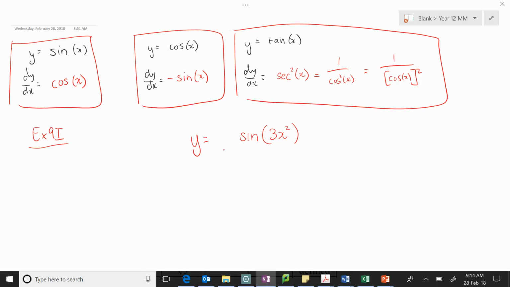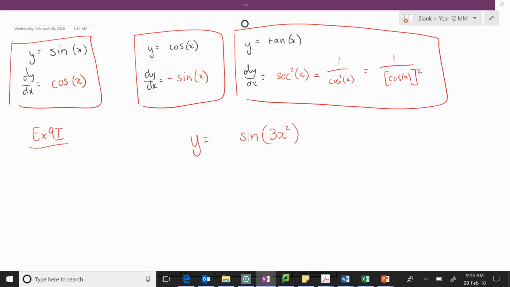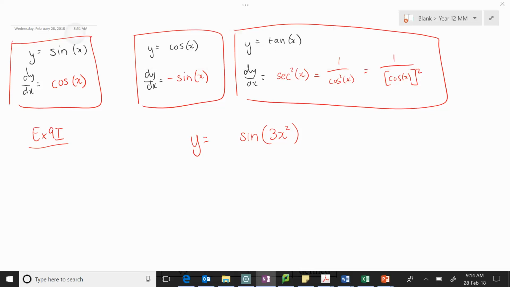What's the thing that I want to replace, Will? The sine, yes, within the sine is what I want to replace. Because I know what the derivative of sine of x is. What I don't know is sine of 3x squared. So the issue is I can't do this problem because I've got the 3x squared.